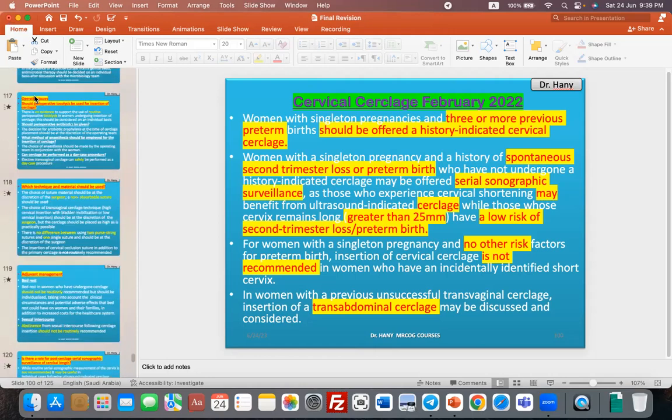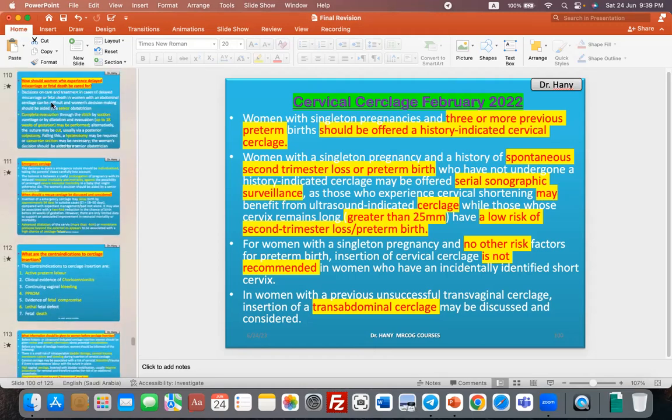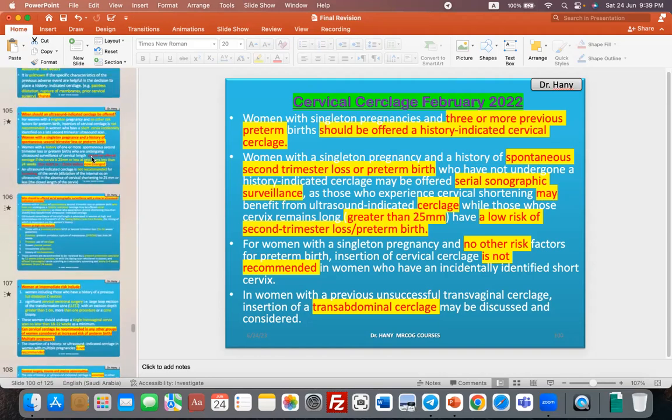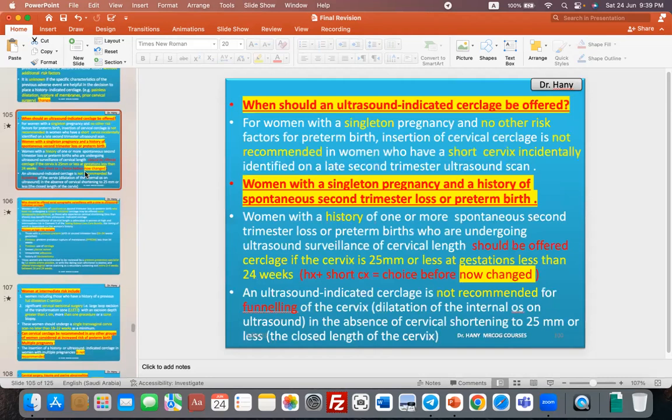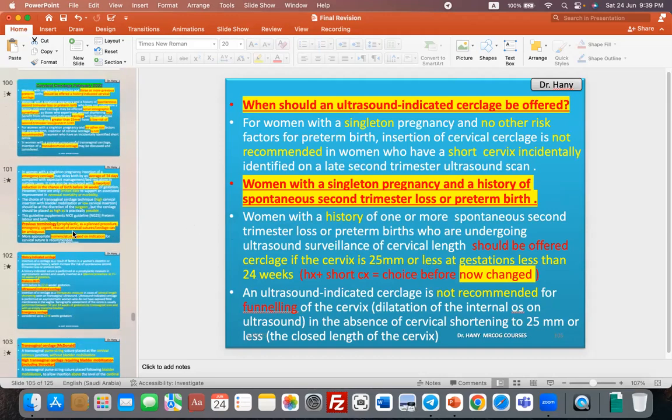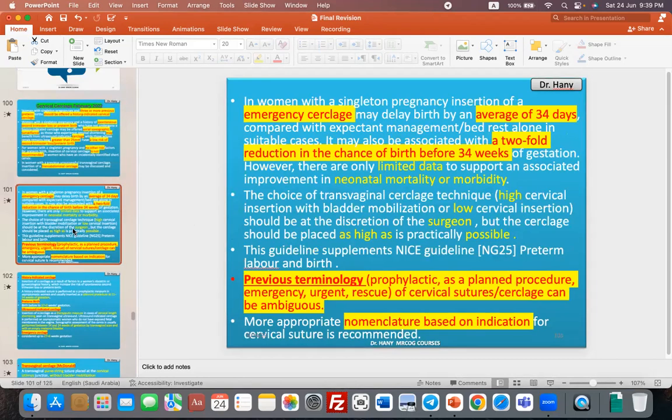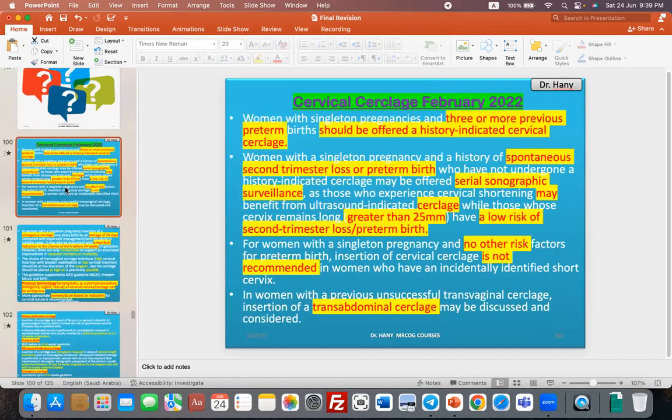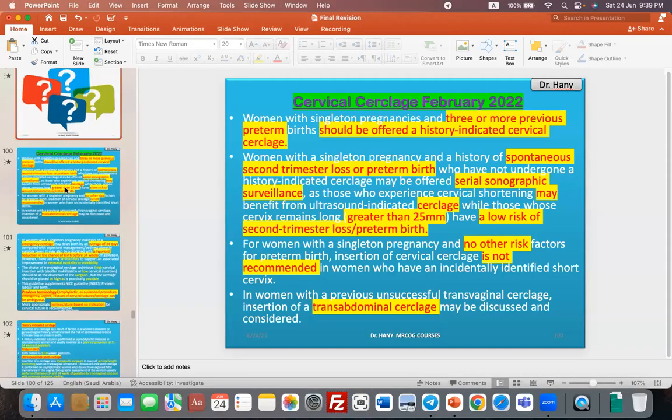In that question, Dr. Hani, it was 2 first trimester miscarriages, not 3. Yes, 2 means ultrasound indicated. 3 means elective, which means history indicated cerclage. If 3, history indicated. And she was at 14 weeks, not 16. Yes, she can be, because they said only once can be done. Just a second, because sometimes they say between 14 and sometimes they say between 16. At 14, I can do it.